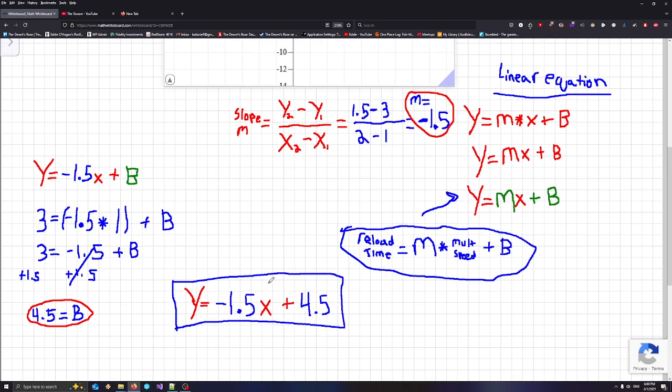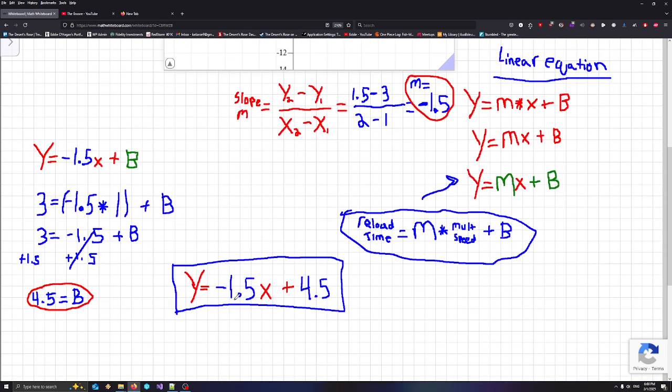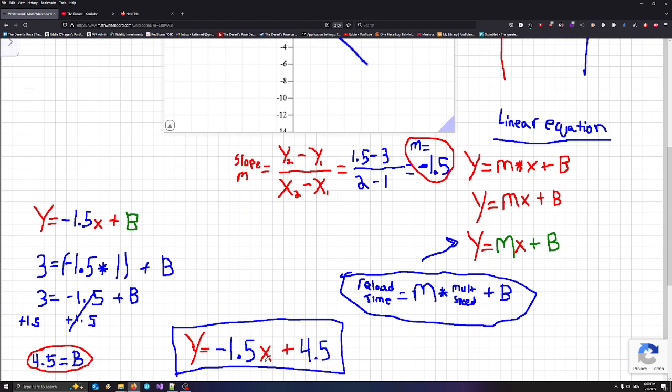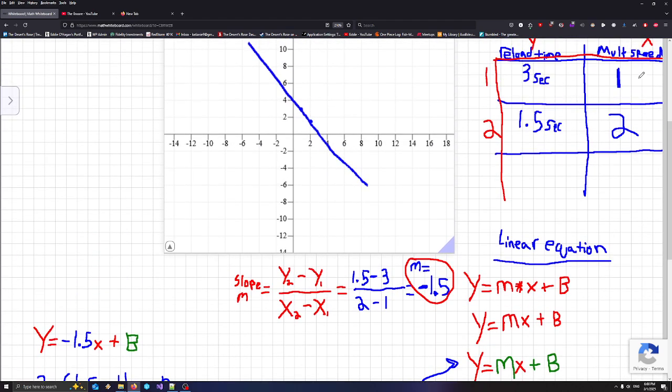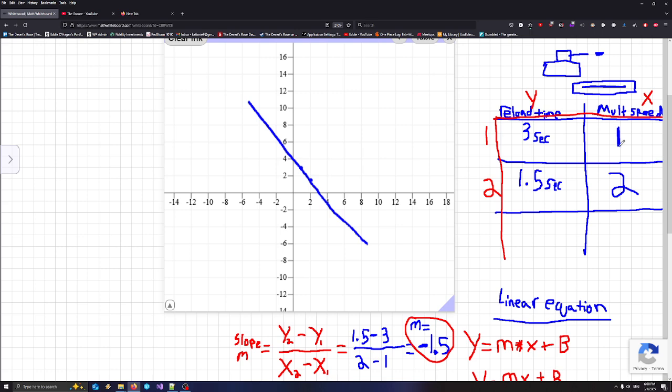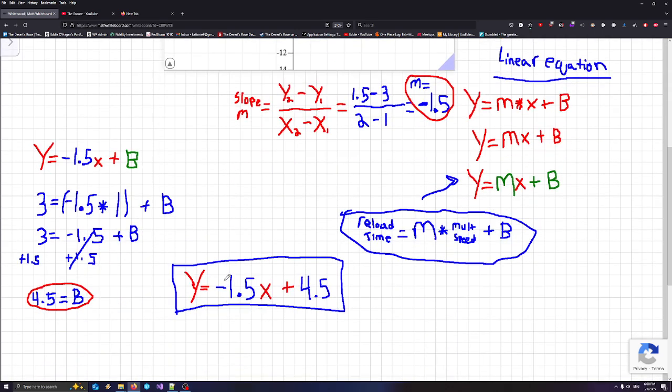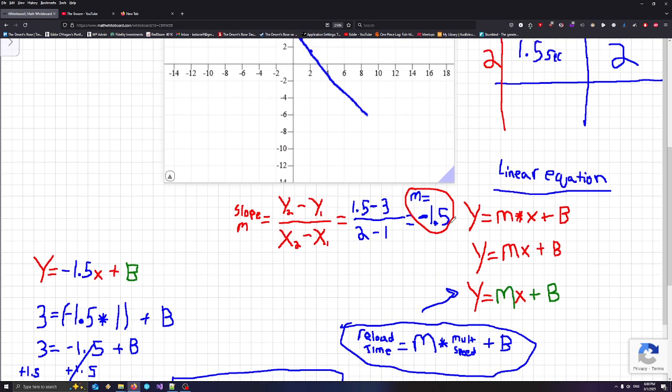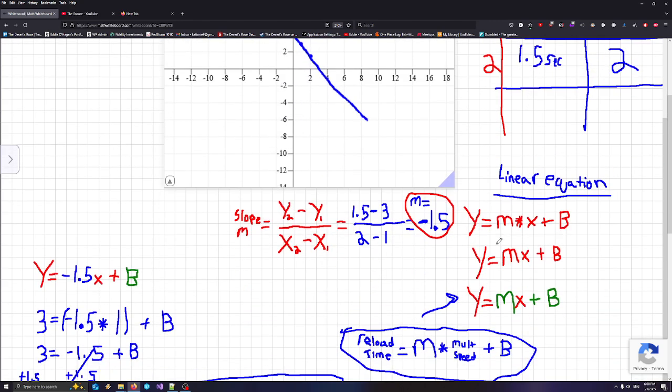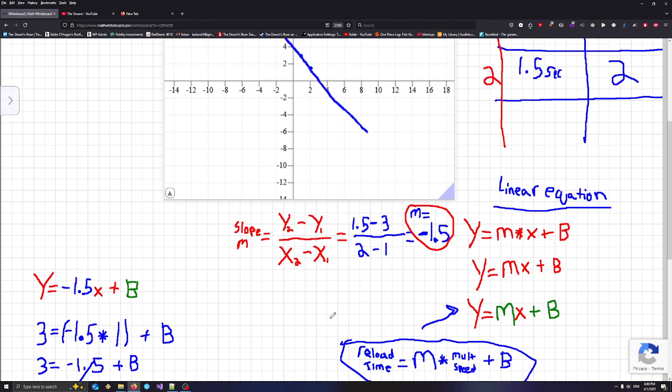So you can check this too. If we put in, let's say for x, we put in a molt speed of 1. So this will be negative 1.5 times 1 plus 4.5. So that will just be negative 1.5 plus 4.5, which comes out to 3. And then y would equal 3. So that would be our reload time. And now same thing, try it for the other value too.